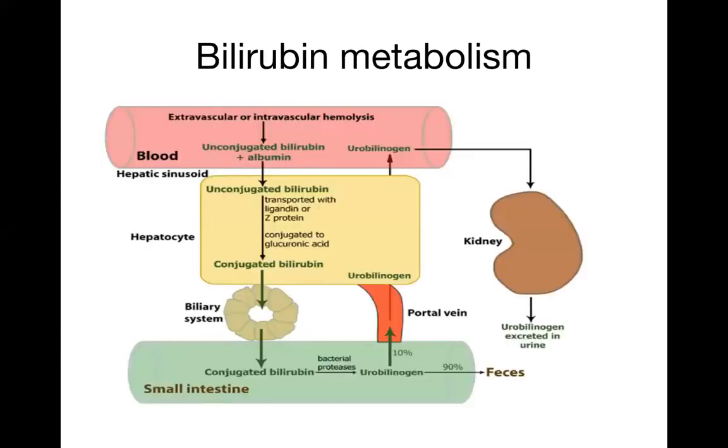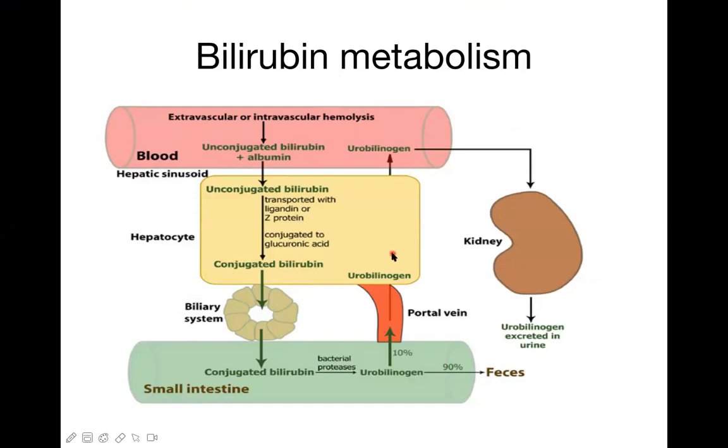Now, what is happening there? Let's talk about it. See here, inside the blood, the bilirubin is formed already. This is unconjugated bilirubin because conjugation occurs inside the liver. This unconjugated bilirubin combines with albumin, and this goes towards the liver. When it reaches the hepatic sinusoid, only the bilirubin will enter into the liver and albumin remains outside. Now this bilirubin will be conjugated.